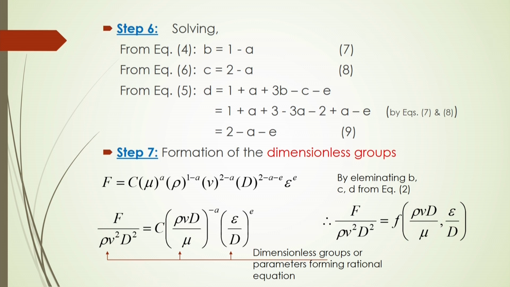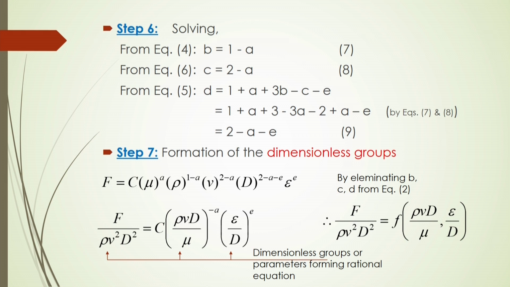So, the only thing is that we have to substitute the values of b and c from equations 7 and 8. So, we have this value of d in terms of a as well as the remaining exponent, here e. So finally, these three equations 7, 8 and 9 will be used for the exponents b, c and d in that particular functionality here.